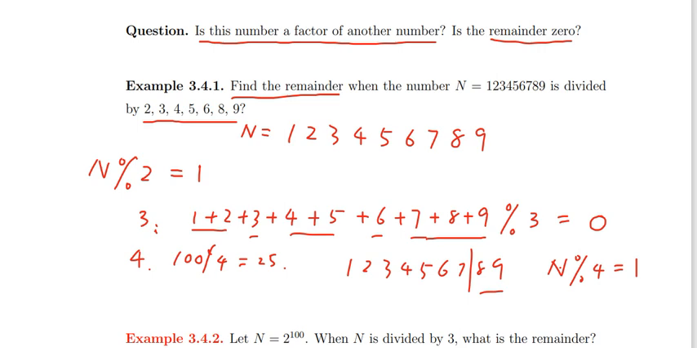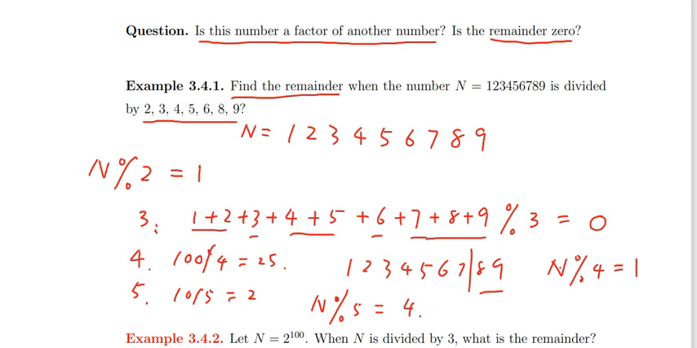Okay, so divided by 5. For 5 we just check the last digit, because 10 can be divided by 5, right? So we just check the last digit, which is 9. The remainder is like 9 divided by 5, so the remainder is 4.